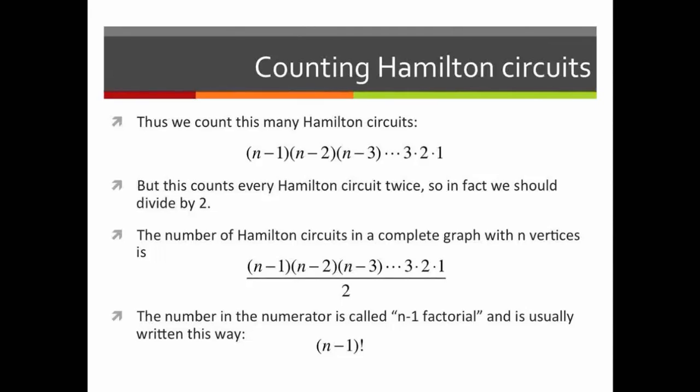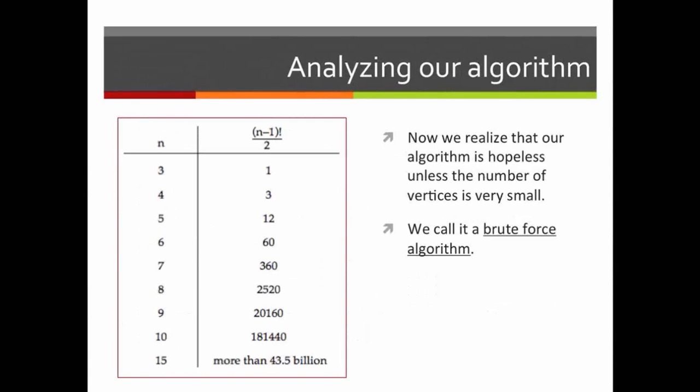As I've said, the number in the numerator is called n minus 1 factorial, which is written as I've shown below. And therefore, really, the correct formula is n minus 1 factorial divided by 2. Now, having developed that formula, we can now go back to what motivated us in the first place. Namely, if we were using this algorithm that asked us to list all the possible Hamilton circuits, how many would we have to list?